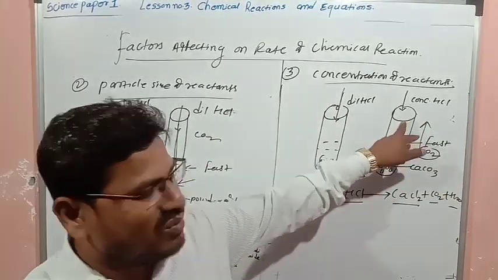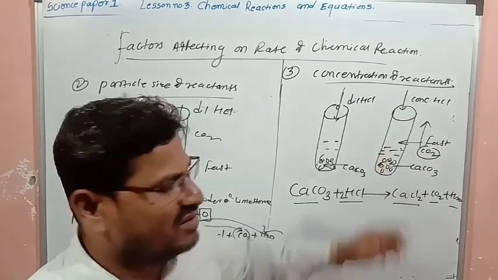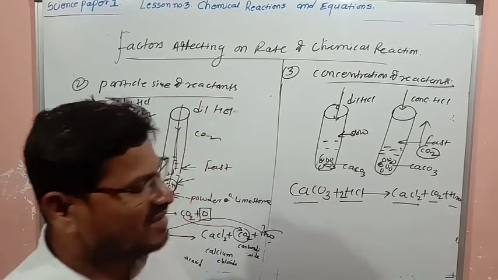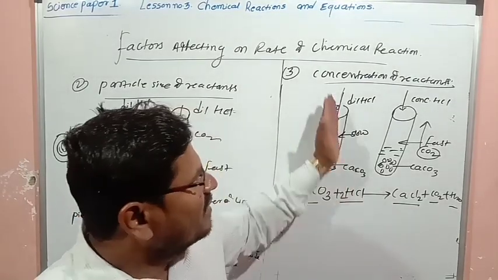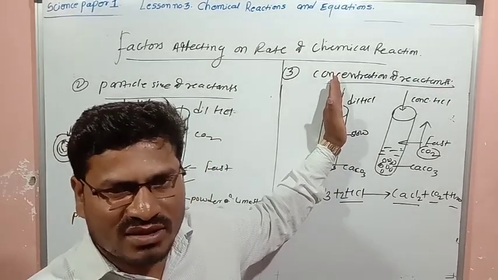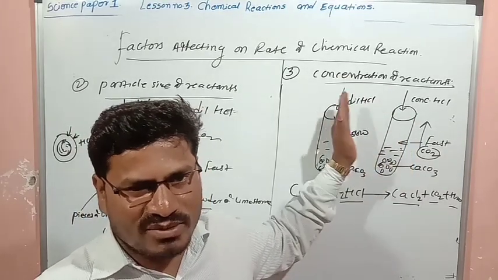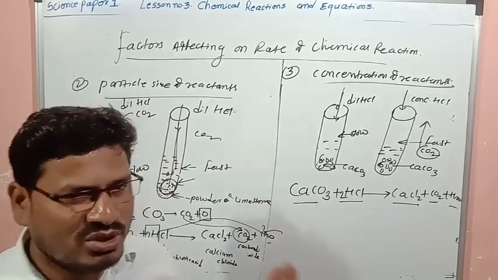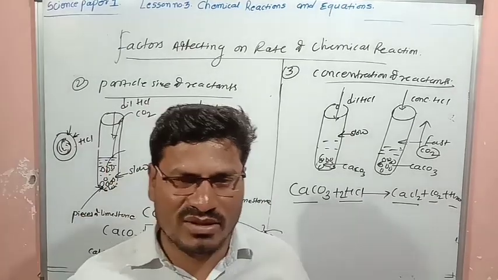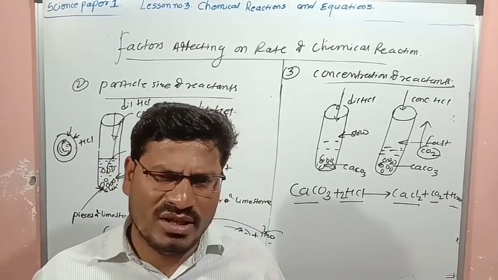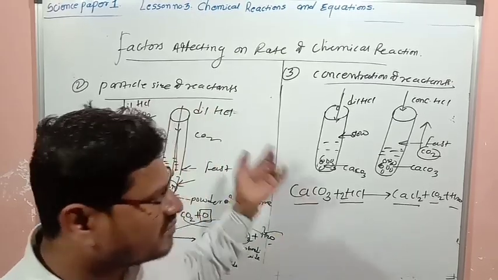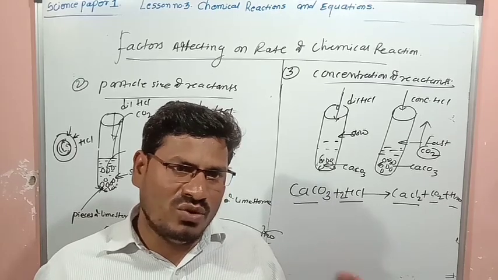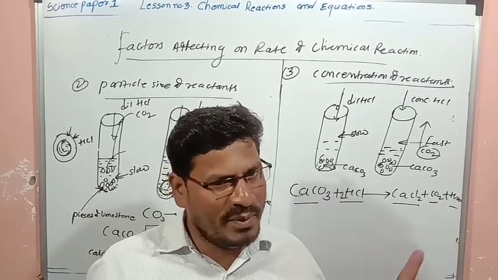Why? Here concentrated is there, here dilute is there, so this reaction will be slow. So from this it is clear that if reactants are concentrated, the reaction takes place fast, and if reactants are dilute, then the reaction takes place slowly. Up to here we have studied three factors: nature of the reactant, particle size of the reactant, and concentration of the reactant.